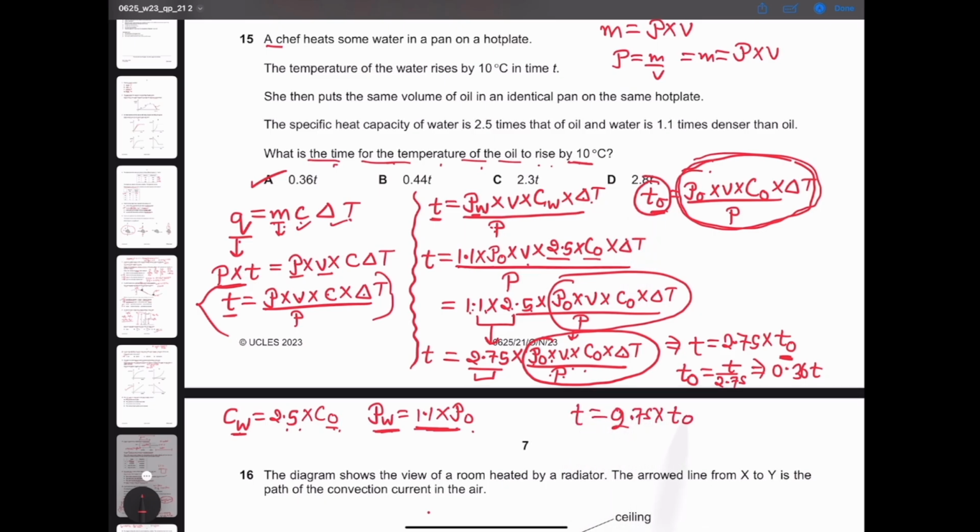In the question, they're asking you for the time taken for oil. So rearrange this: time taken for oil is equal to T over 2.75. The answer is 0.36 T.